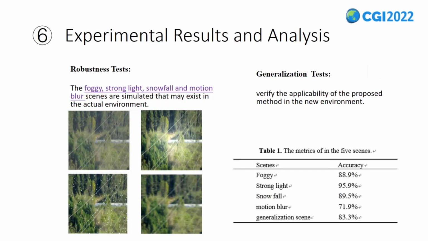We also do some robustness tests. We use digital image processing methods to make the image foggy, in strong light, snowfall, and motion blur scenes to simulate the actual environments. And we also got the accuracy in these four scenes.